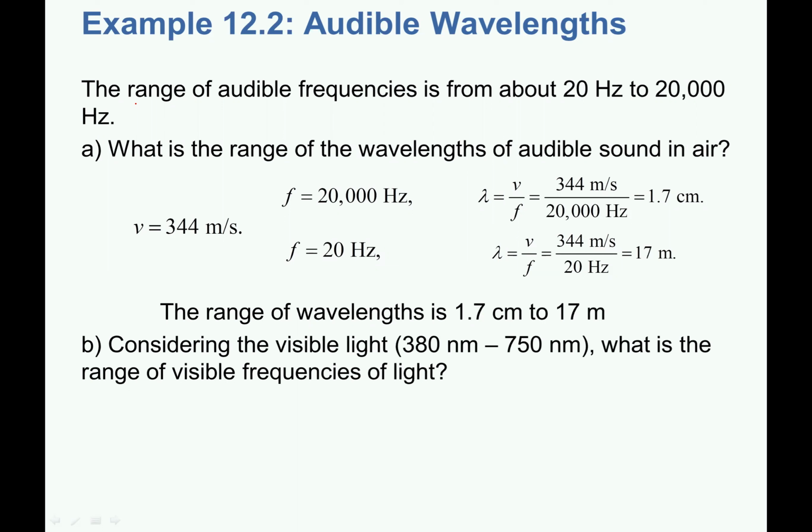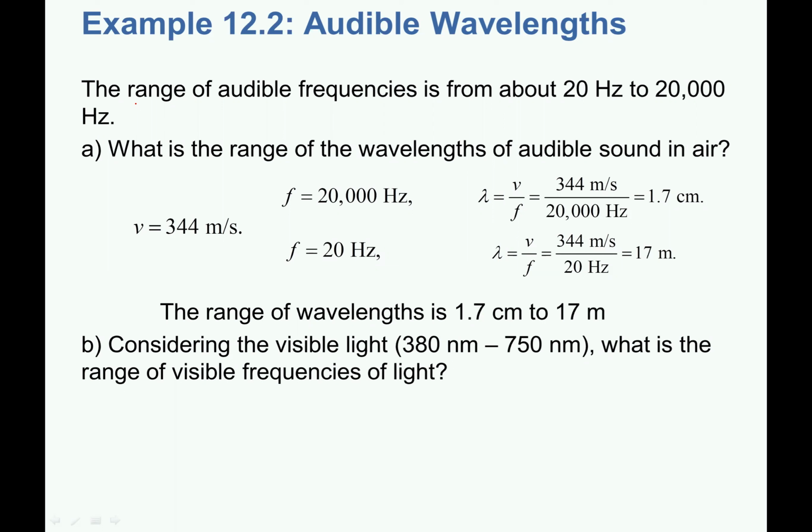Okay, so considering visible light now, not the audible range, it is 380 nanometers to 750 nanometers in wavelength. And this is light, which means this is an electromagnetic wave. So we want to know what the frequency of visible light is at those ranges. The lowest is 380, the highest is 715 nanometers. Those are the wavelengths. So what will be the corresponding frequencies?